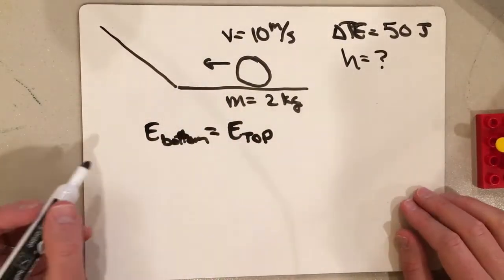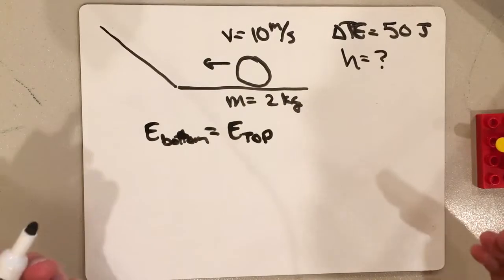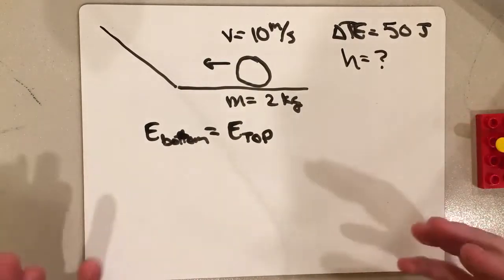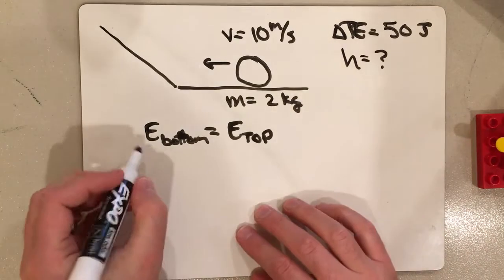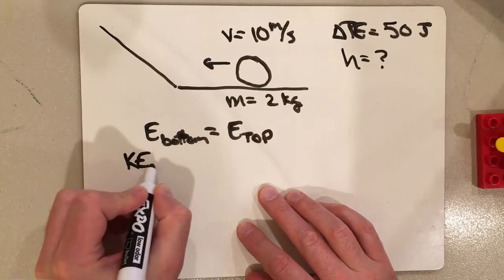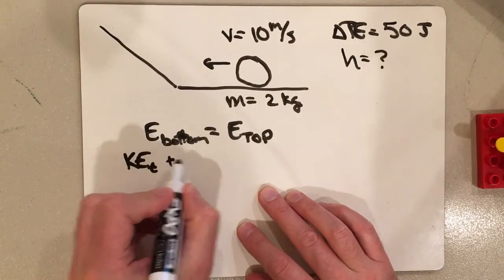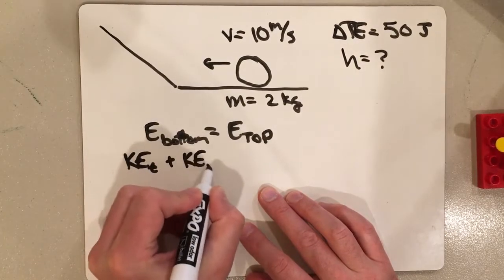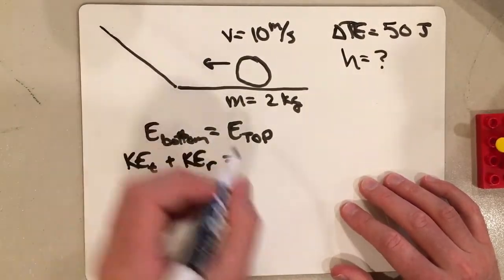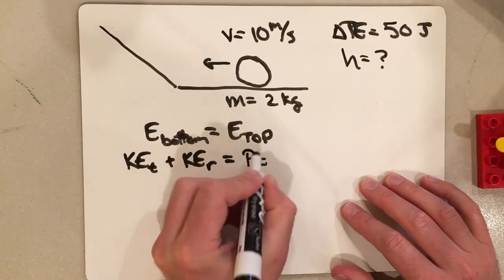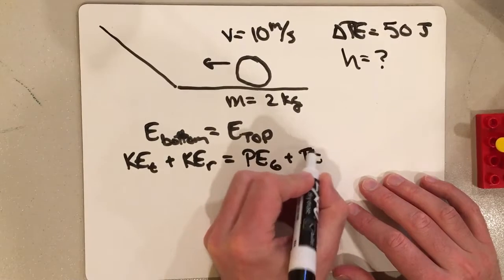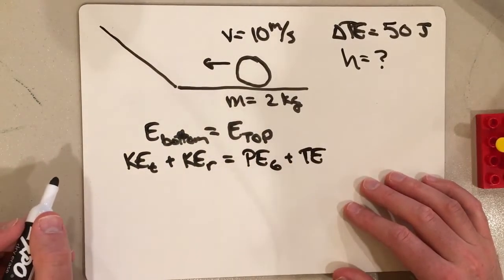Now at the bottom, we've got 2 types. Well, we don't have any potential energy, and there's not going to be any thermal energy, but there is going to be kinetic energy. But there's 2 types of kinetic energy. We're going to have the translational kinetic energy at the bottom, but also the rotational kinetic energy at the bottom. At the top, we're just going to have the gravitational potential energy and the thermal energy that's been generated.